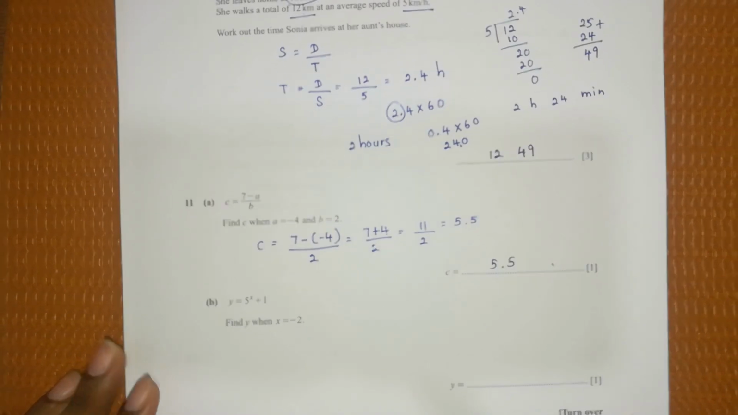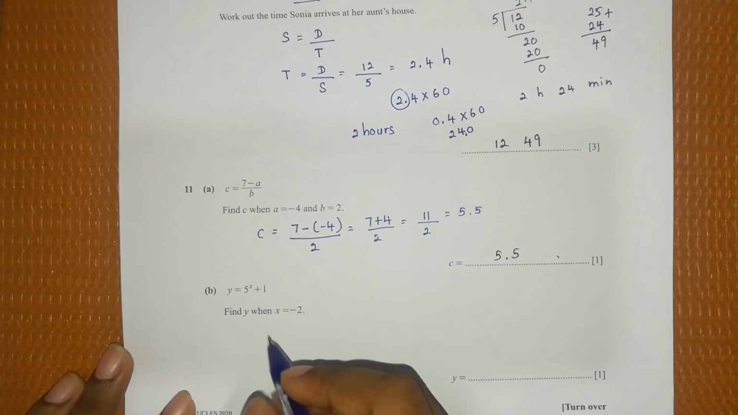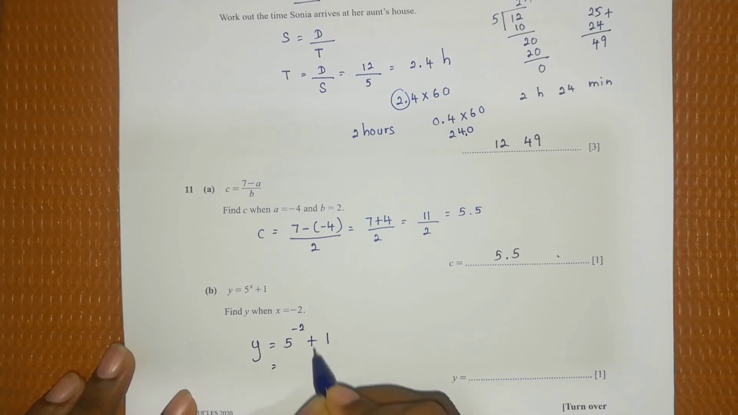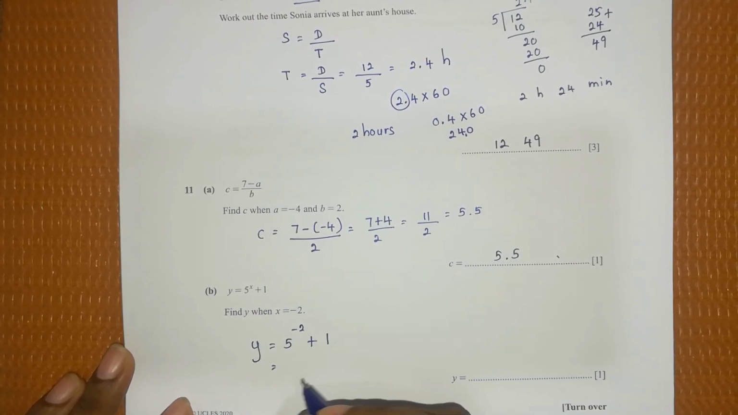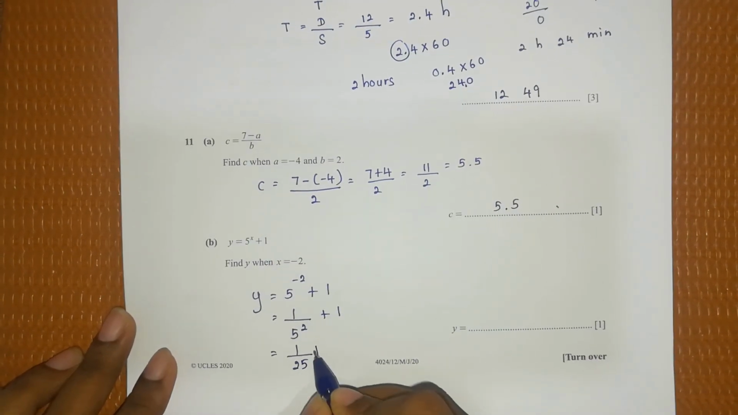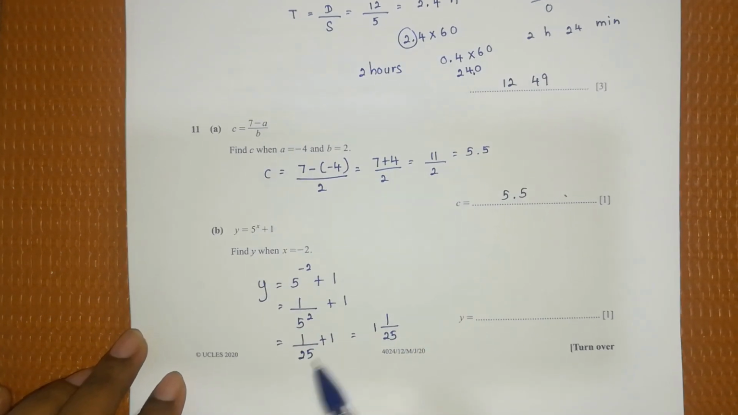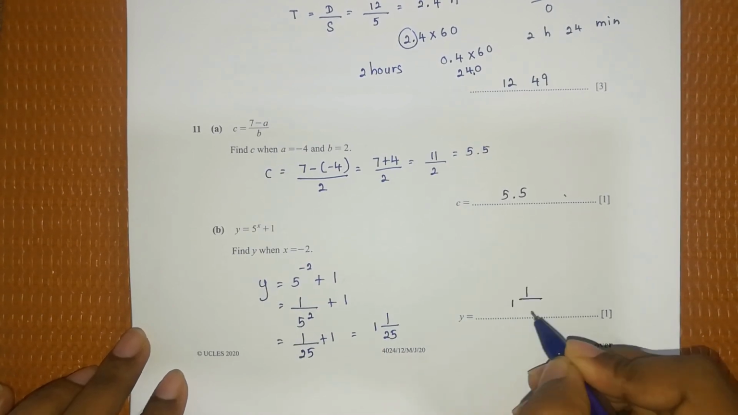Part B. Y equals 5 to the power x, plus 1. Find y when x equals -2. So we have to substitute it. Then this part you have to remove the negative index. 1 upon 5 to the power 2, plus 1. 1 upon 25 plus 1, which is 1 over 25. That's very easy. When you have a fraction and a whole number, you can write it together. 1 over 25. So the answer is 1 over 25.